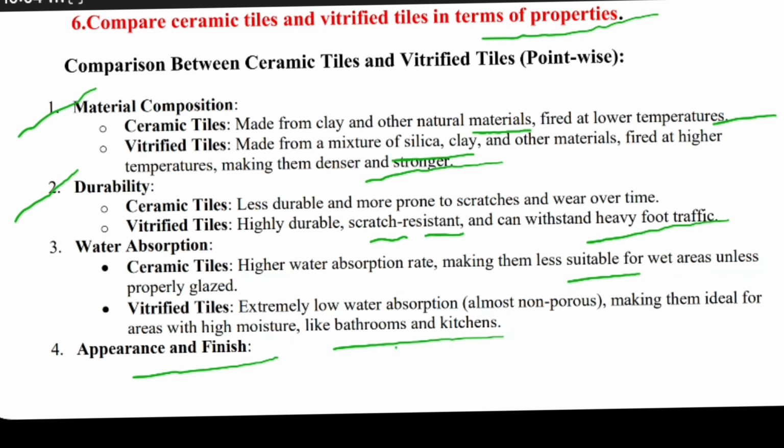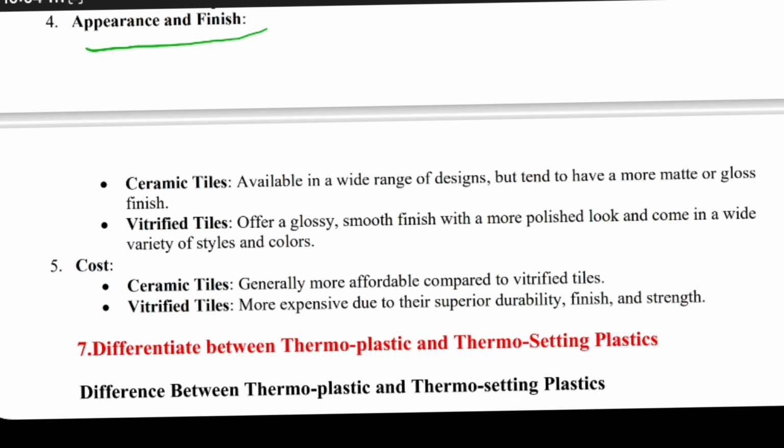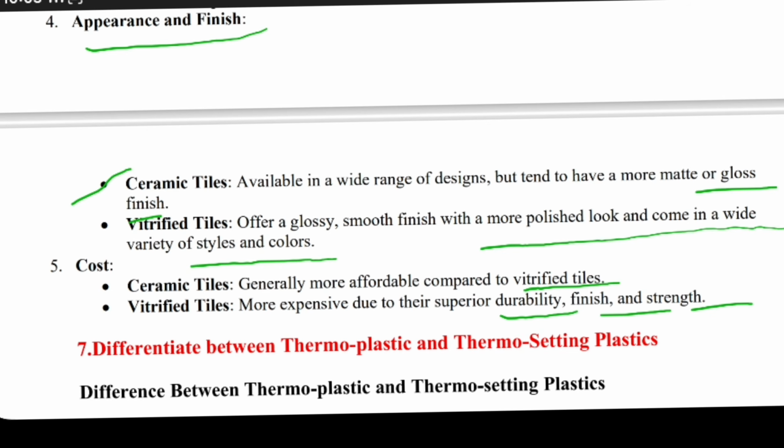Coming to appearance and finish. Ceramic material is used for a wide range of purposes, and it gives a better glossy finish. But vitrified also gives a glossy and smooth surface, and it gives a more polished look, and you can use a variety of styles and colors. Coming to cost, ceramic material is affordable compared to vitrified tiles, and vitrified tiles are more expensive because of their durability, finishing, and strength.